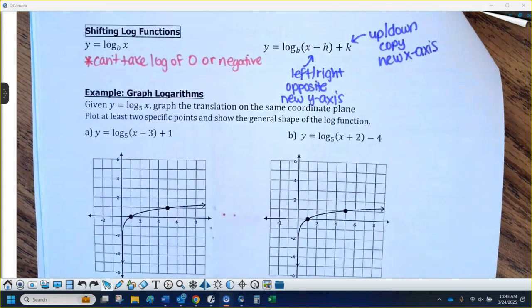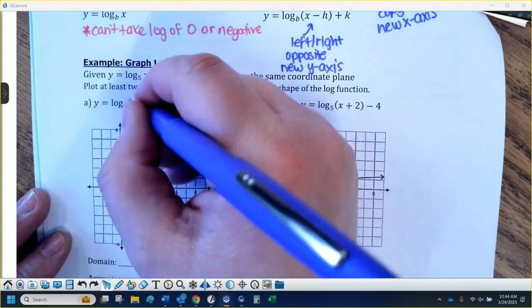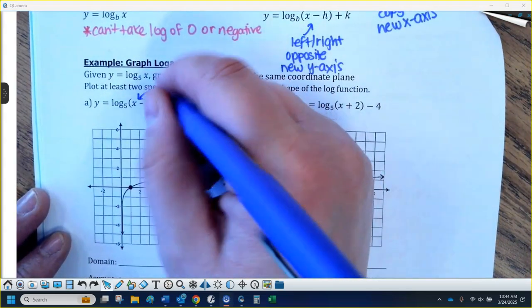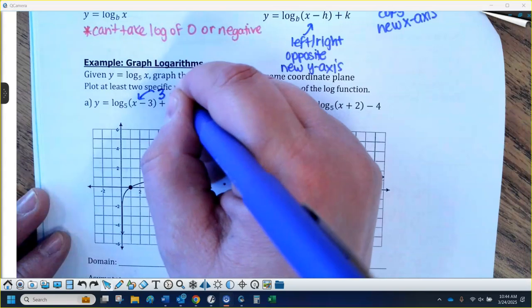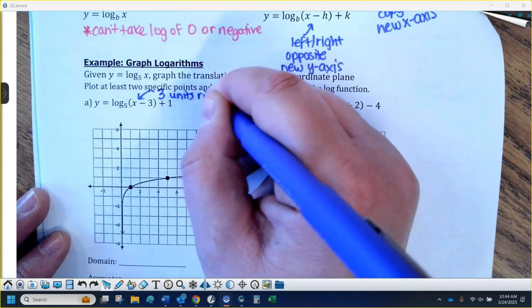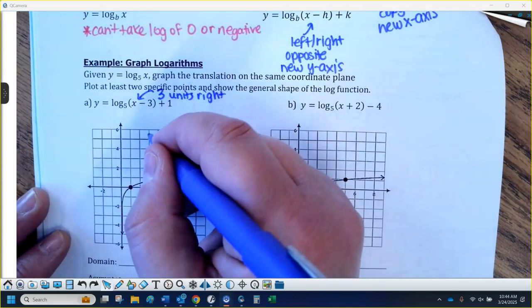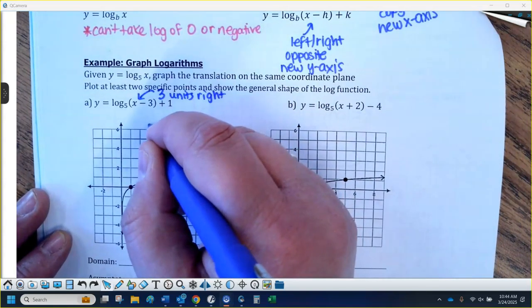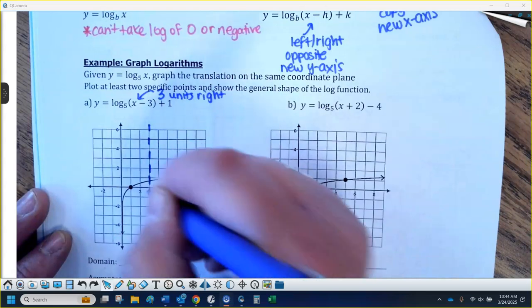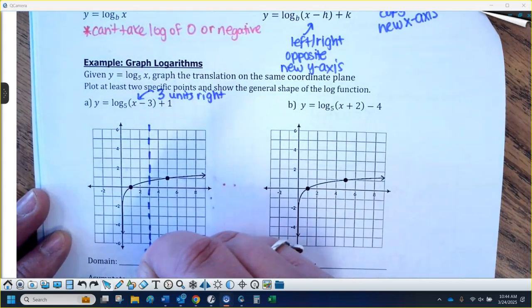So I've got graphed on the screen just the one I showed you on the front, log base 5 of x. We're going to shift it. And here's the easiest way I can tell you to do this. Inside opposite, so this is going to be 3 units to the right. It looks like a -3, so it's going to go 3 units to the right. On my graph, I'm just going to make a vertical line at x is 3.